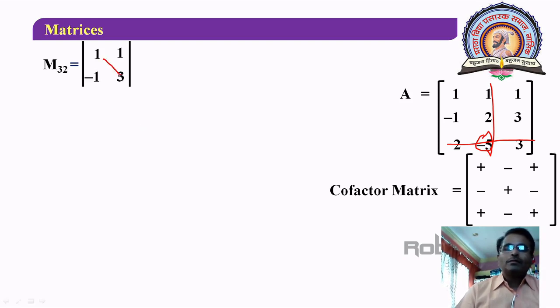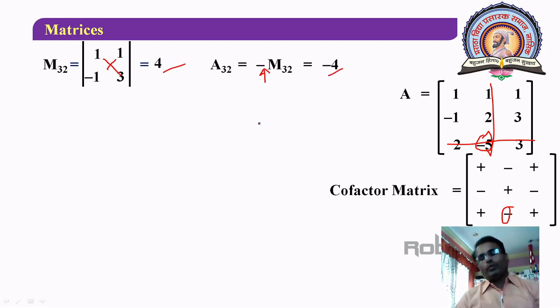So what you will get, 3 minus of minus 1, that is plus 1. So 4 will be the answer, and as there is a negative sign here in the cofactor rule, therefore a negative sign is coming here, and therefore 4 getting the negative sign, minus 4 is your cofactor.